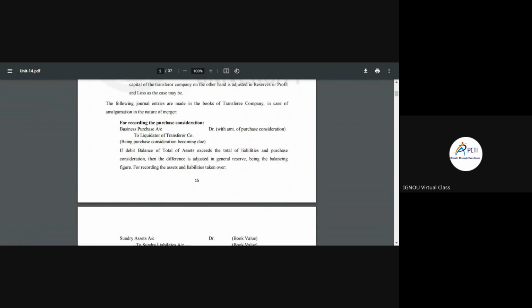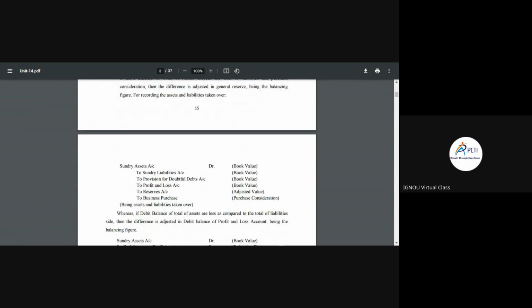So first of all, there are some general entries which we need to make in the books of transferee company in case of amalgamation in the nature of merger. So first of all, we are seeing the case of the merger method. For recording the purchase consideration, we need to pass the general entry: business purchase account debit to liquidator of transferor company, and the amount will be the purchase consideration, and the narration of this entry will be being purchase consideration become due.